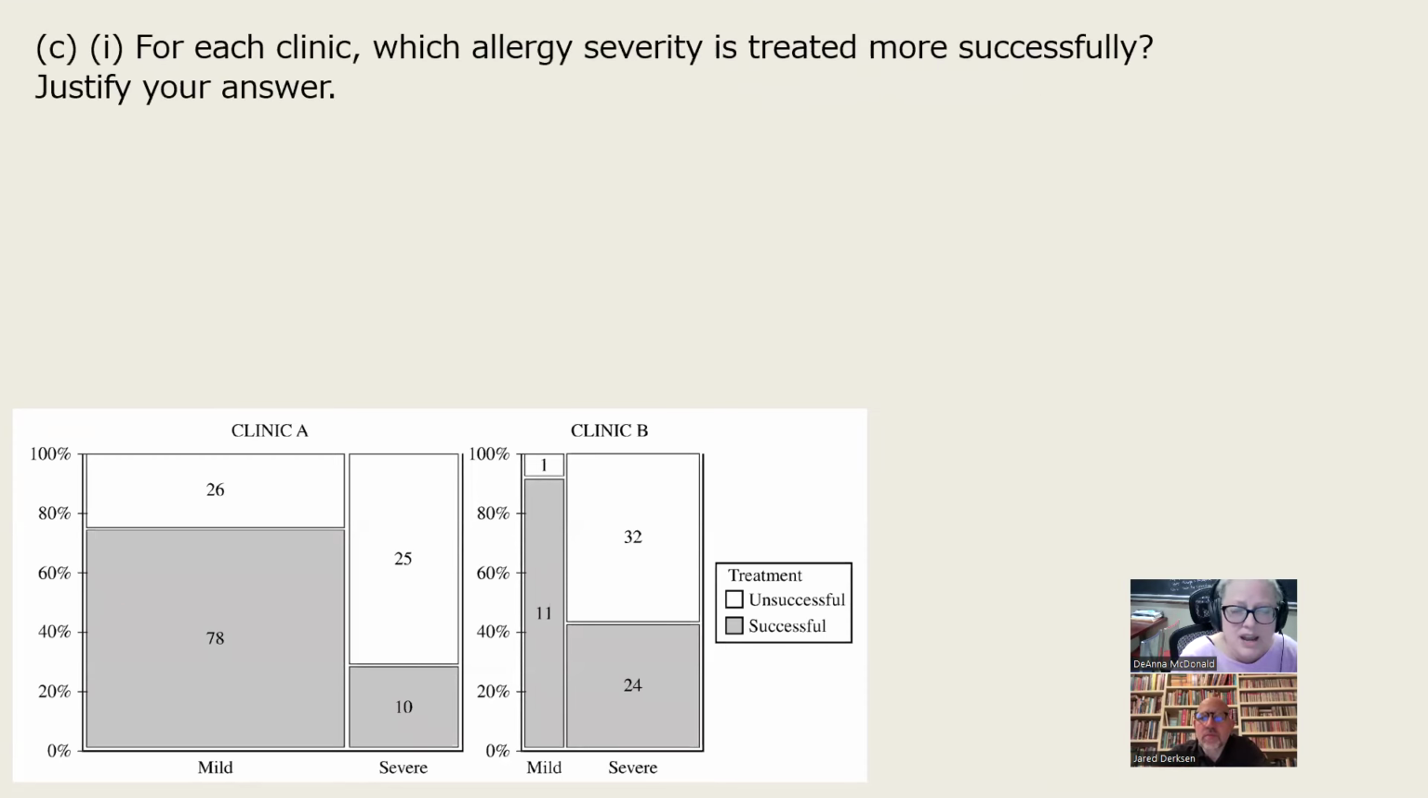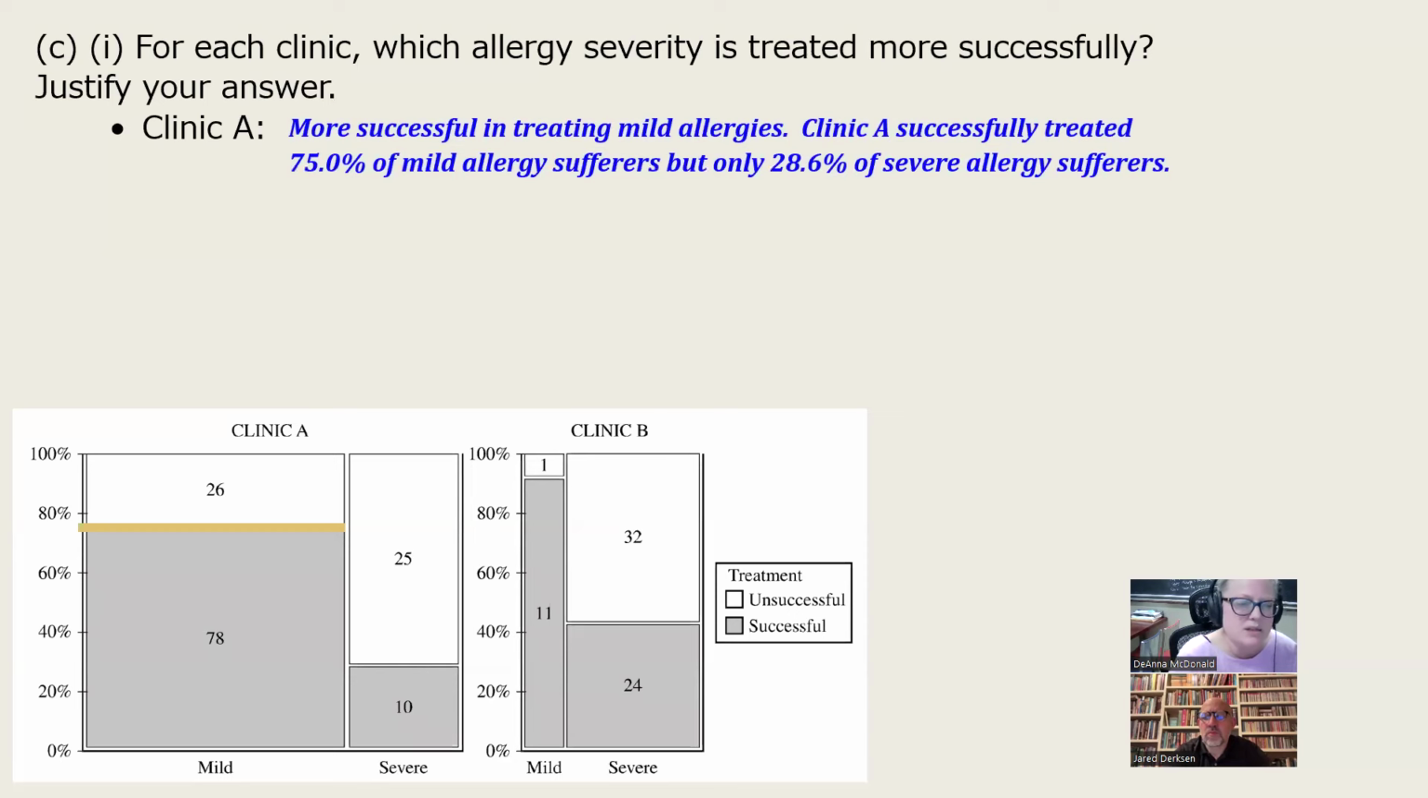So for each clinic, which allergy severity was treated more successfully? Justify your answer. All right, so let's look at this. I'm going to pick Clinic A, and I'm going to say for Clinic A, mild was treated more successfully. How do I know that? Because I can see the bar is higher than it is for severe allergies. And so I'm going to give it a number, 75%. You can get that number by calculating the proportion, 78 out of the total. But I'm not going to do it that way. I'm just going to look at the level and say it's higher because you can see it in the picture.